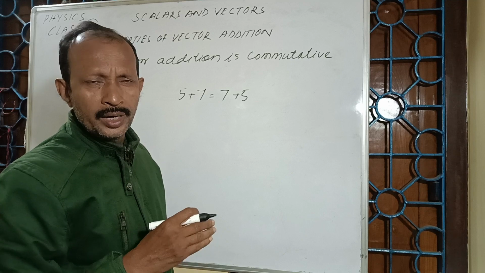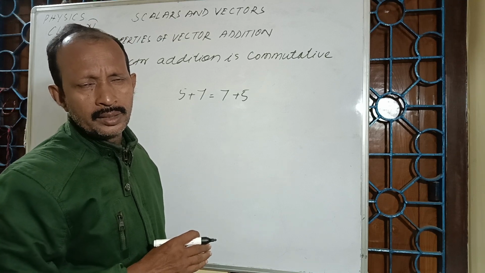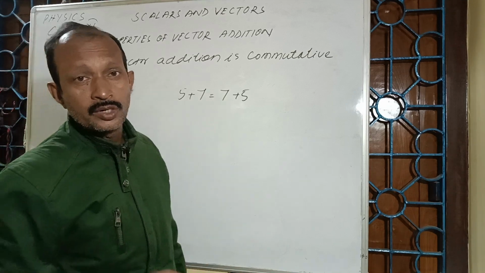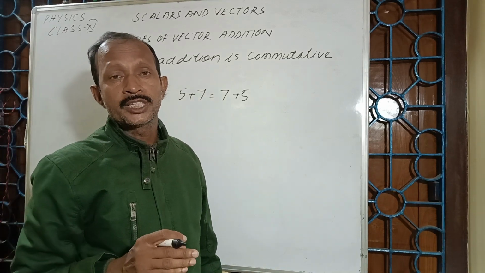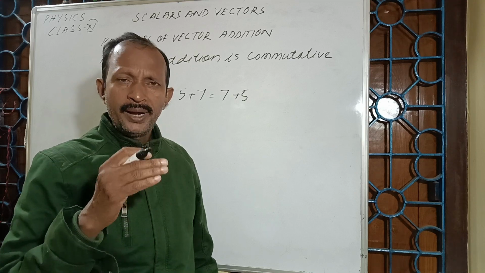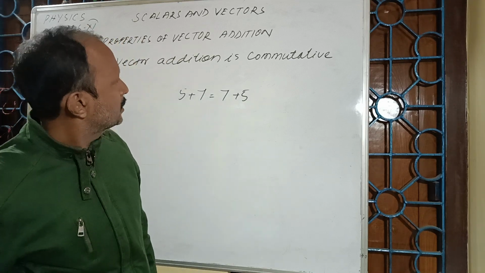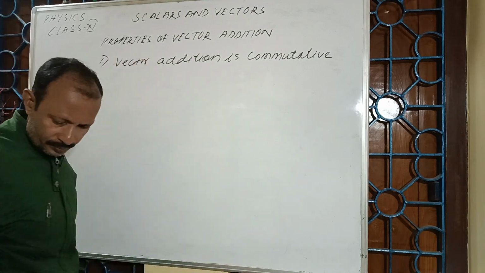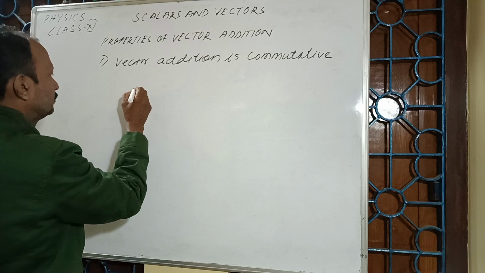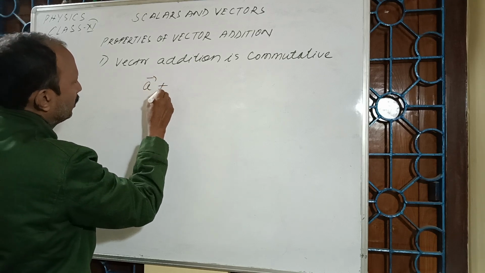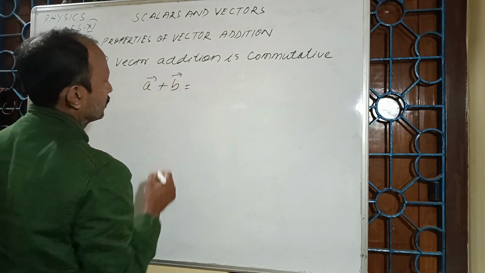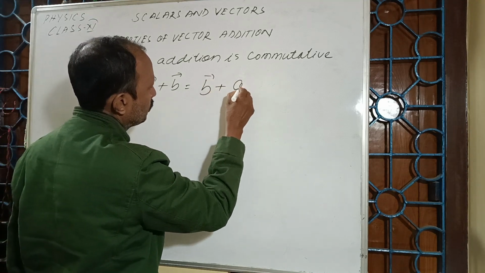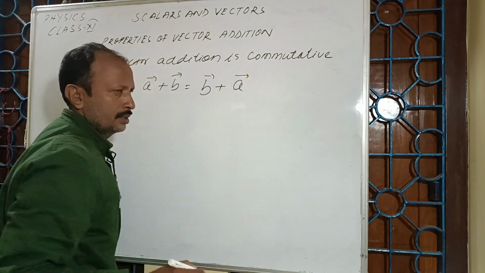You know already in mathematics, addition of natural numbers is commutative. But here I am going to explain vector addition is commutative. See here how it is. For example, A and B are two vectors. So I can write A plus B is also equal to B plus A.